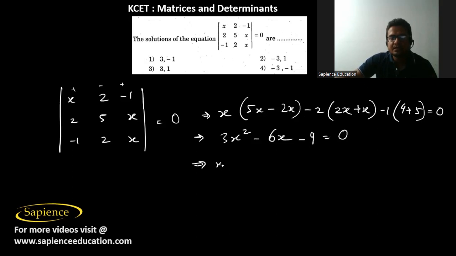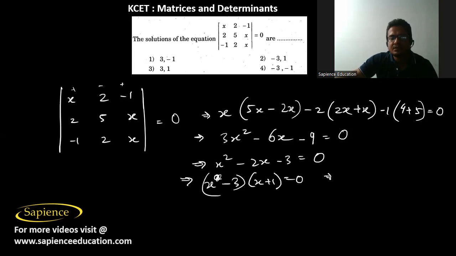So this we can write, 3 I can take as common outside, so x square minus 2x minus 3 is equal to 0. Then if we factorize it, we will get x minus 3 into x plus 1 equal to 0. So it means that x can be equal to 3 or minus 1. So option 1 is the correct answer.